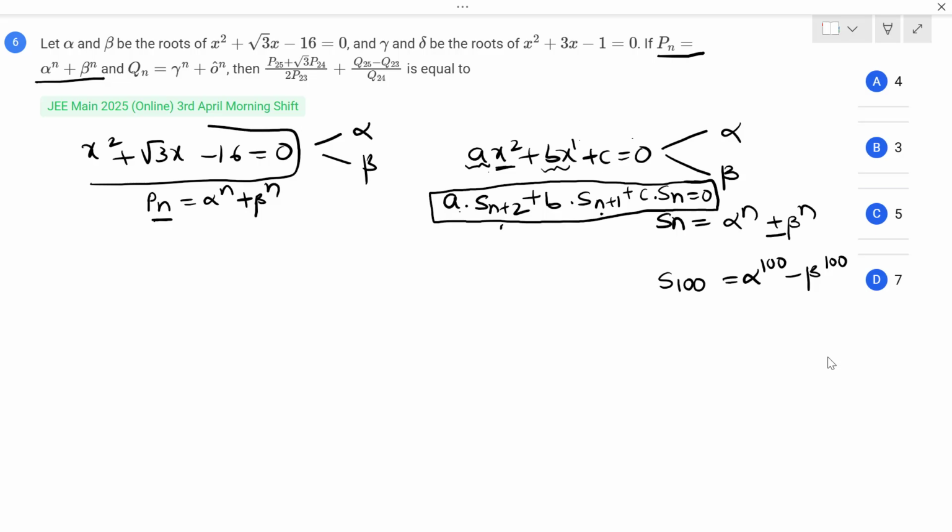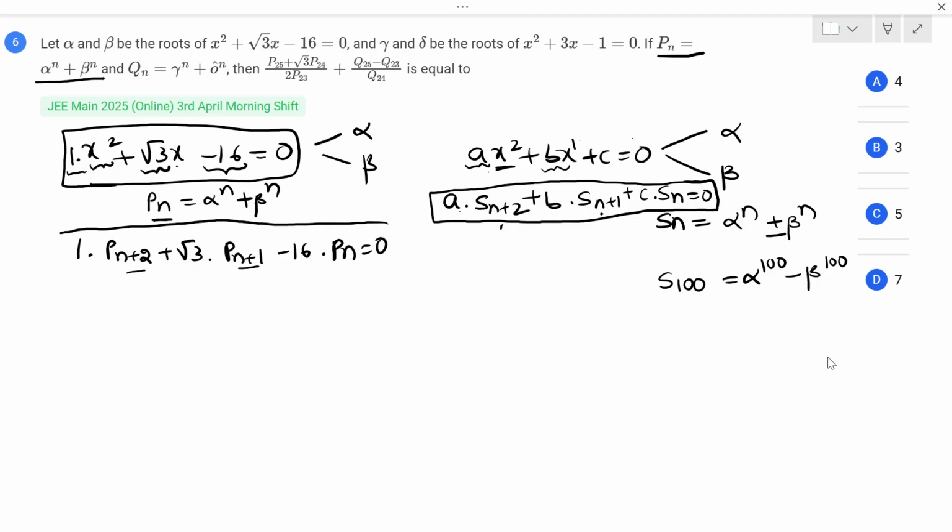Take this quadratic equation. You know what to do. The x square coefficient is 1, so write 1 as it is. Instead of x square, what will you replace? P(n+2), plus write 3 as it is. Now instead of x, what will you replace? P(n+1). Next write this minus 16 as it is. Now P(n+2), P(n+1), and next will be P(n) is equal to 0.